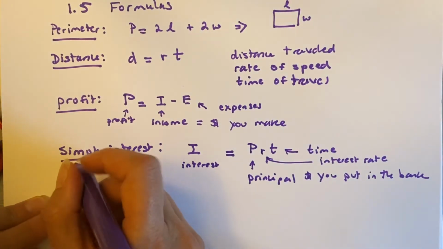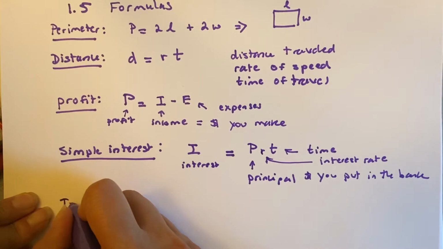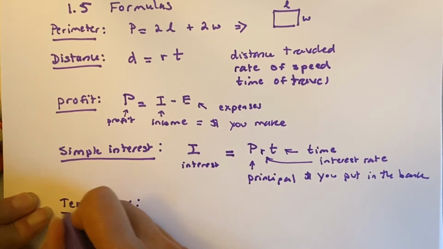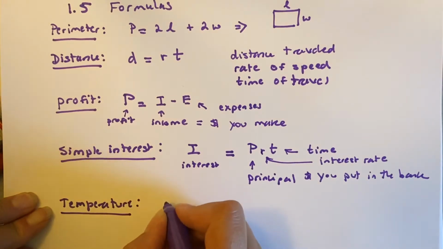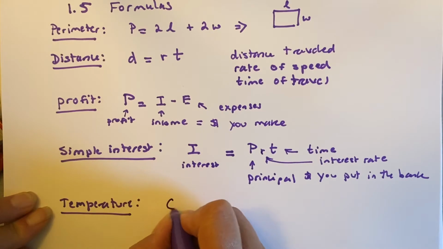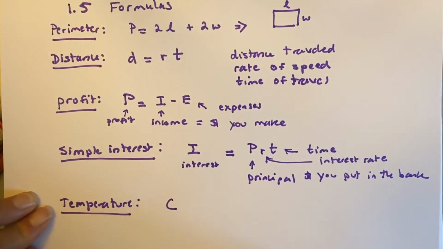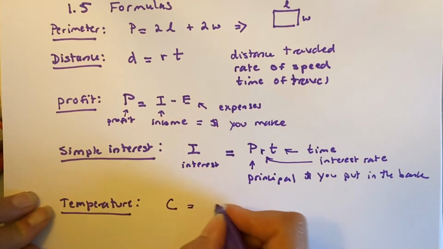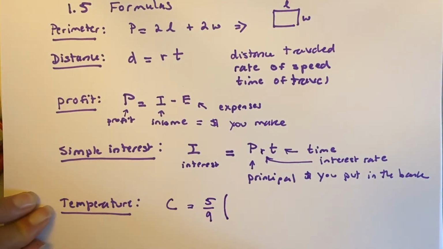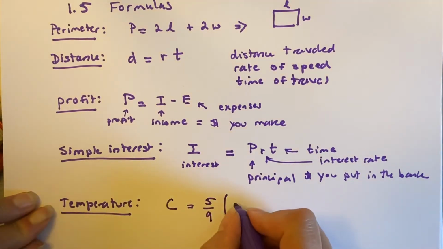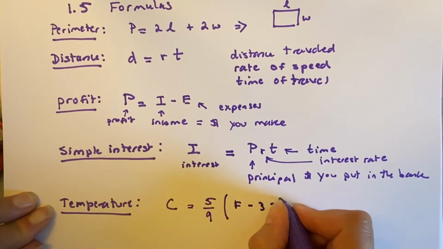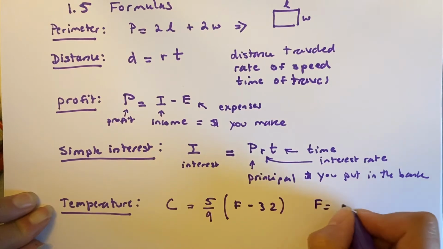The last equation that is important to learn is temperature. Essentially this is how to convert between Celsius and Fahrenheit, or centigrade, people can call it both. Celsius temperature is 5/9, and it's just a formula you have to memorize, 5/9 times the Fahrenheit temperature minus 32, where F is Fahrenheit degrees.